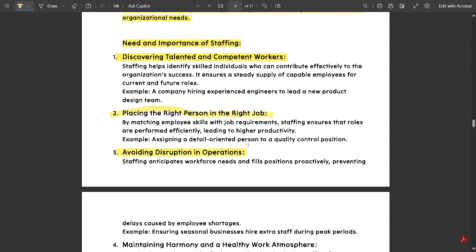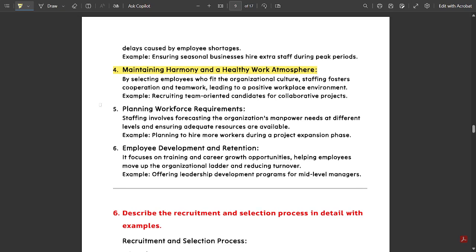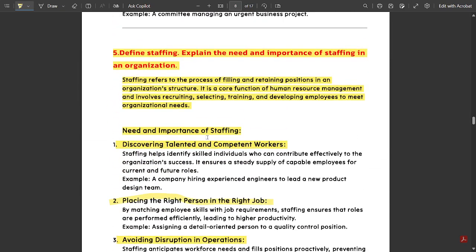Next is avoiding disruption in operations. Any disturbances or disruption could cause an utter loss in that operation. So that is avoiding disruption. Maintaining harmony and a healthy work atmosphere. The work atmosphere matters a lot. Harmony means peace. You should be maintaining peace, and proper communication should be there within that workplace, and the atmosphere should be clean and healthy. That you should ensure. Next is planning workforce requirements and employee development and retention. So these are the key factors which come under the importance of staffing.